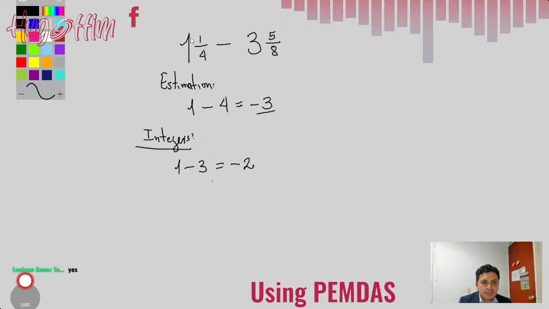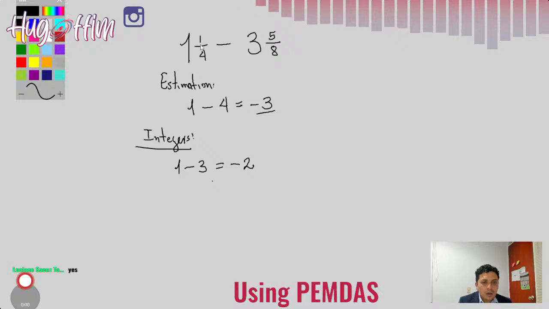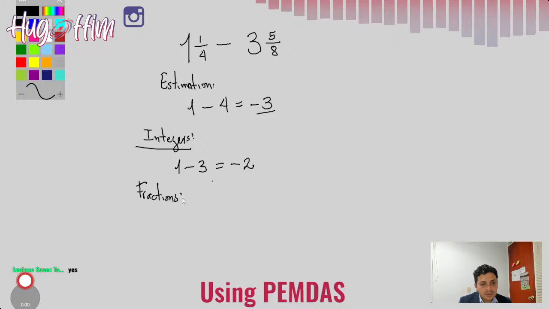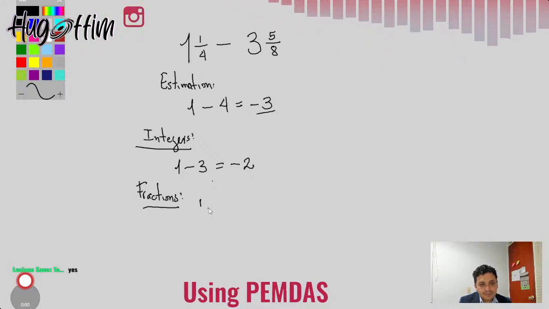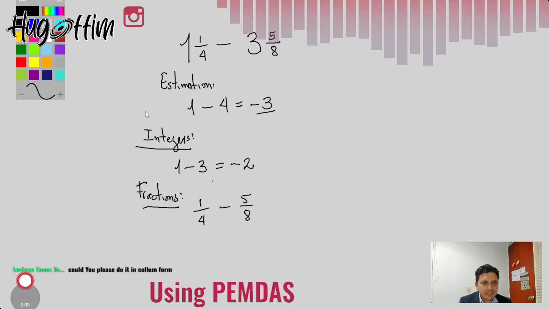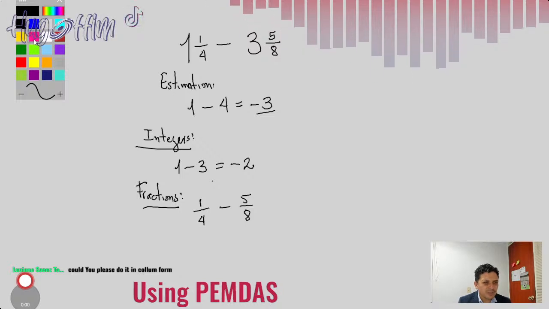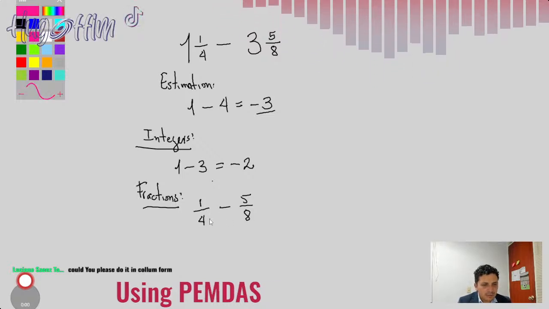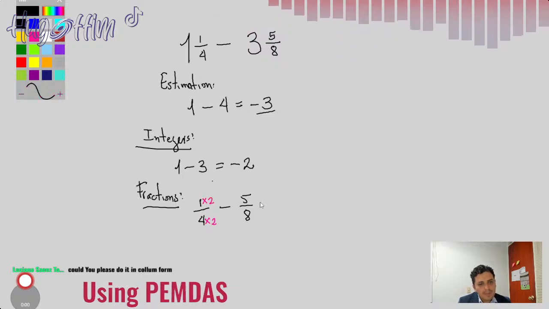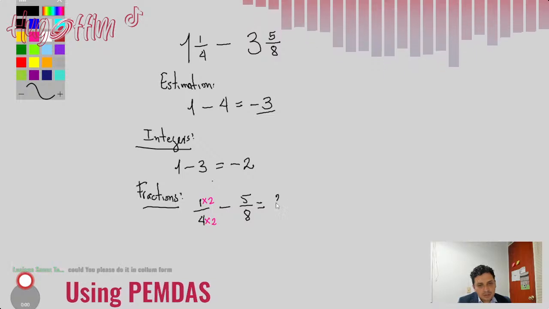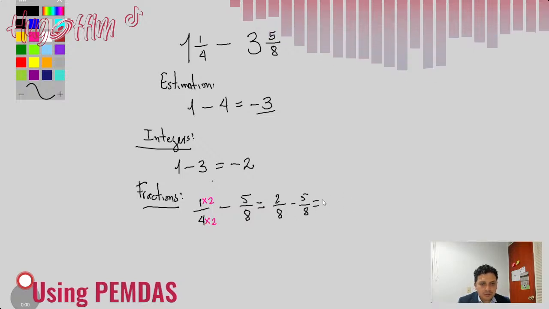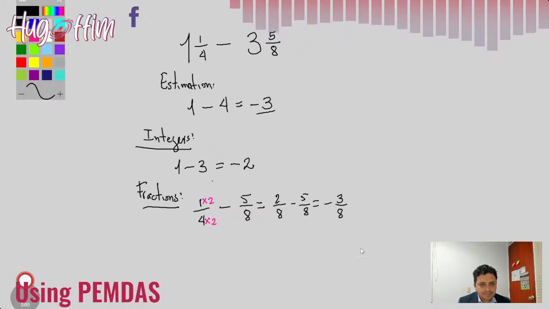And then I'm going to use the fractions. Fractions are going to be 1/4 minus 5/8. I guess I did it already, but I'm repeating. Okay, 4 and 8 have common factors. 4 times 2, 1 times 2. I got 2 8ths minus 5 8ths. 2 minus 5 is negative 3 8ths. Okay?